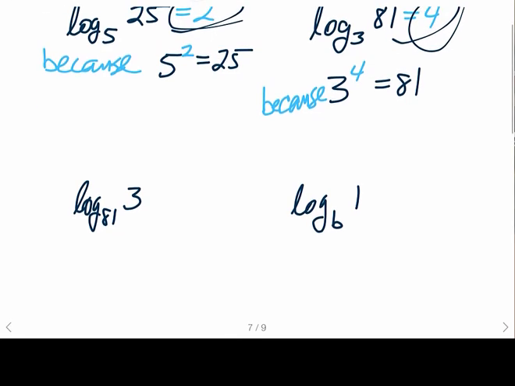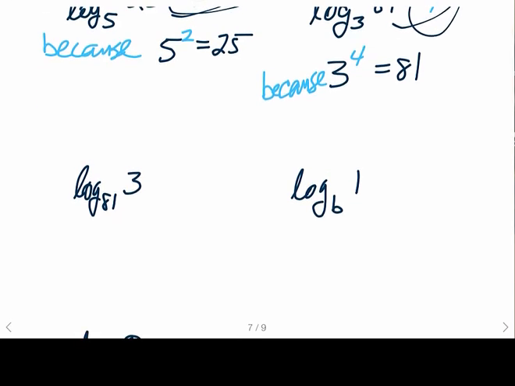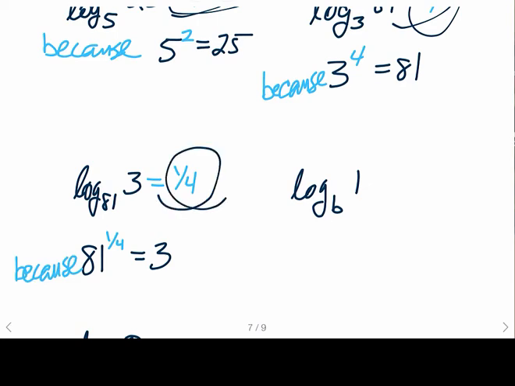Next we've got log base 81 of 3. What? So I'm looking for an exponent on 81 that gives me a result of 3? Well, since 3 is the 4th root of 81, log base 81 of 3 is 1/4. Right? So we're going to use fractions to indicate radicals. And so log base 81 of 3 is 1/4 because 81 to the 1/4 power is equal to 3.